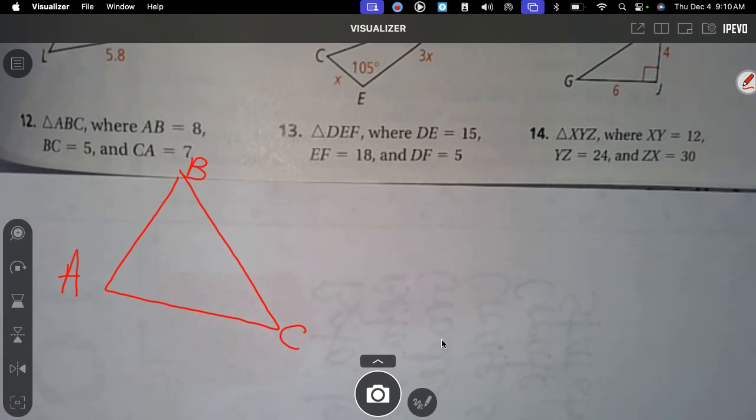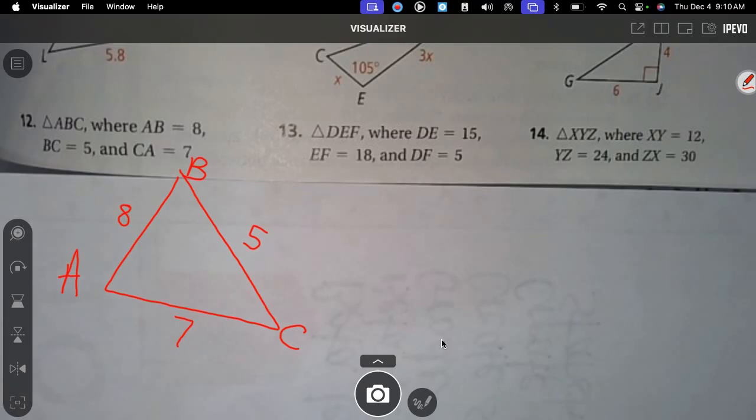What's the first thing it tells me? AB is 8. So from A to B, that's 8. The next thing says from B to C is 5. Well, my picture doesn't look right, but it doesn't matter. Okay, and then CA is 7.